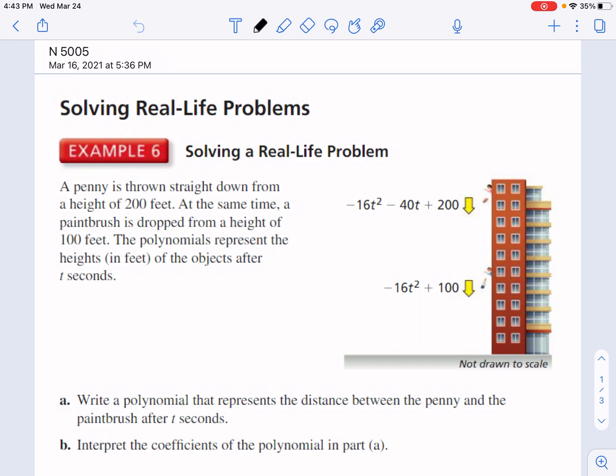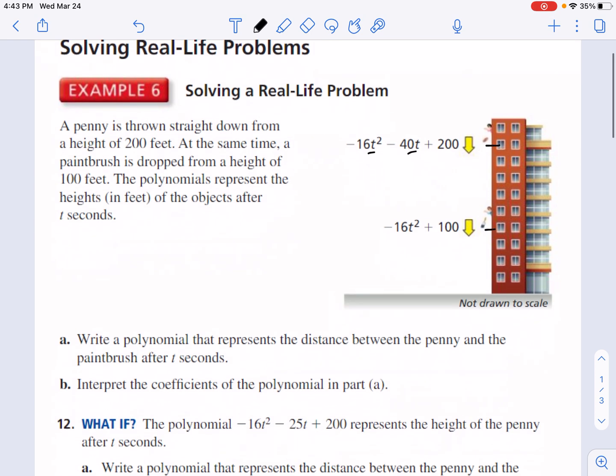So what you need to notice here is that over here, we have a penny that is being thrown down, and then we have a paintbrush that is being dropped, and those are the beginning heights in terms of the heights of the objects after t seconds, okay? So these t's are representing the time in seconds, okay?